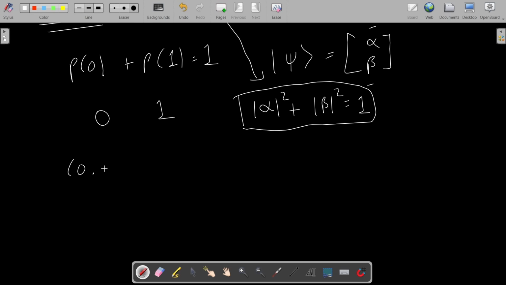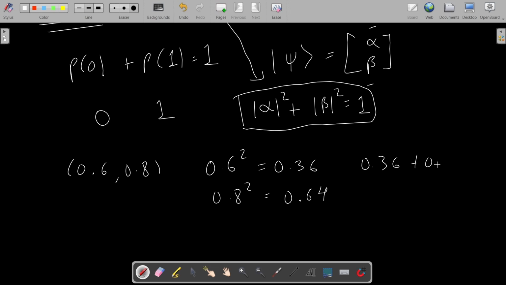Suppose we have 0.6 and 0.8. Let's square them. 0.6 squared is 0.36 and 0.8 squared is 0.64. Let's add these: 0.36 plus 0.64 equals 1. In quantum mechanics, probability is the square of the amplitude. So the probability of measuring 0 is the absolute value of alpha squared. 0 is here and 1 is this.